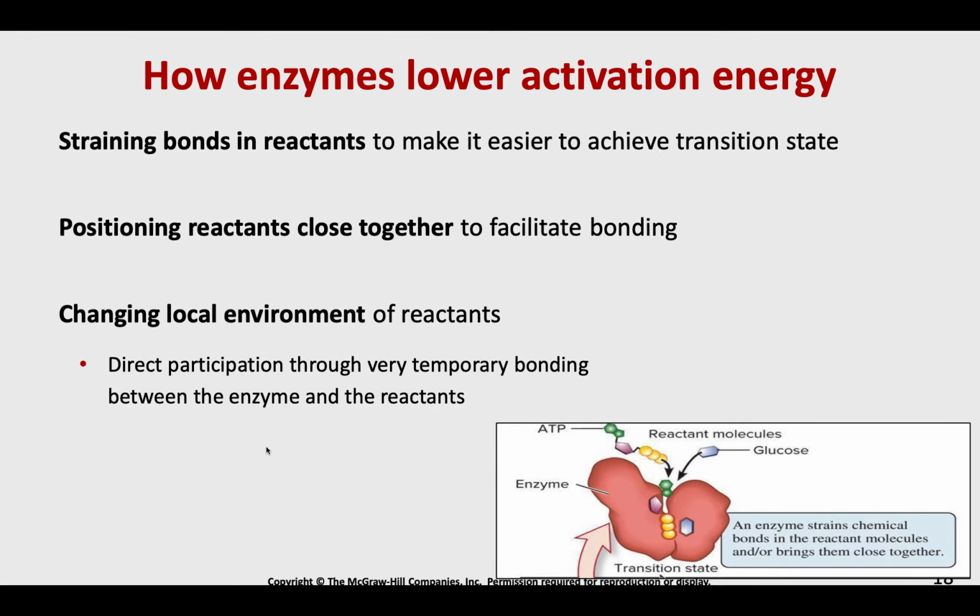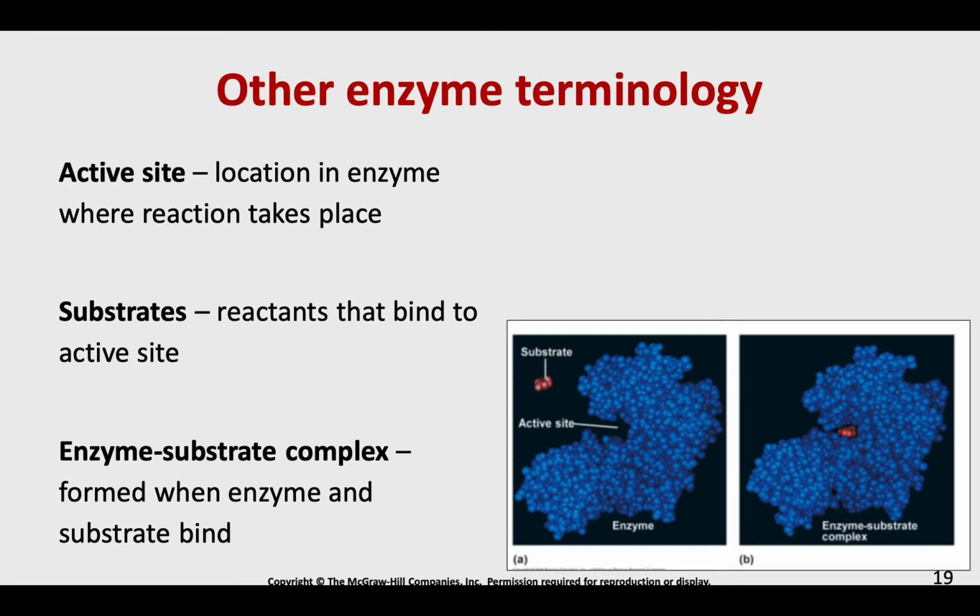This can happen through very temporary bonding between the enzymes and the reactants within what's called the active site here. The active site is the location in the enzyme where this reaction is taking place. We can see here, this is the active site where the substrate is going to bind, and it's going to form the enzyme-substrate complex. A little bit of terminology here, and if you've had me in lab, you've probably already gone over this terminology.